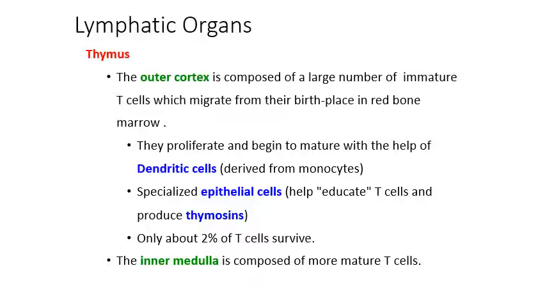We also have some epithelial cells here in the cortex that produce hormones called thymosins. The thymosins are there to help the maturation of the T cells, to help guide the T cells to mature. And then in the inner medulla of the thymus is where we find those actual mature T cells.